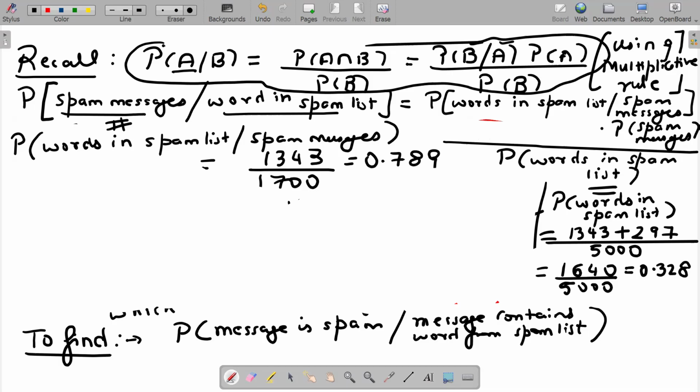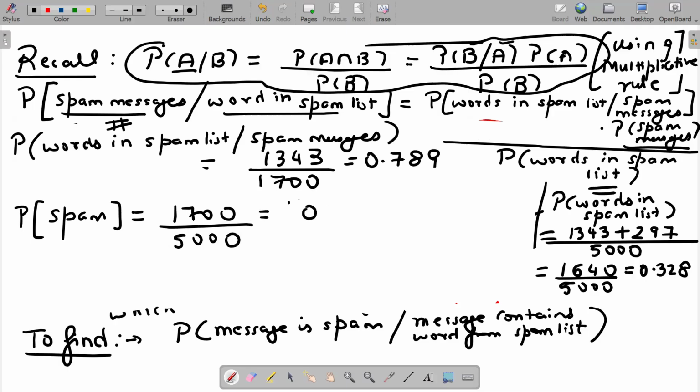Now, what is my required answer? I also need to find out the probability of spam messages. We already found that, but let me do it again. The total number of spam messages is 1700. The total number of overall messages is 5000. That means the probability of having a spam is 0.34.